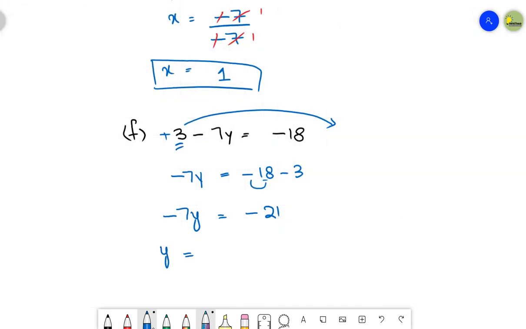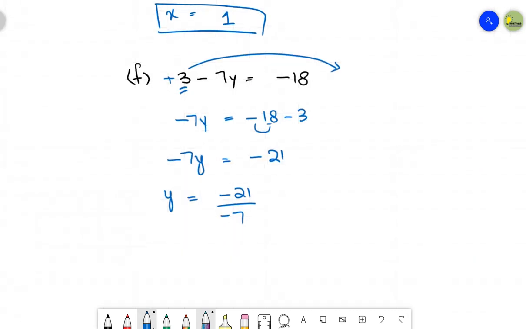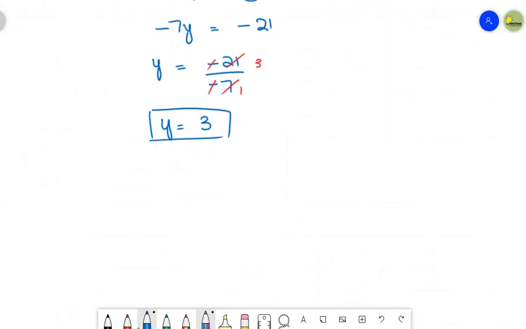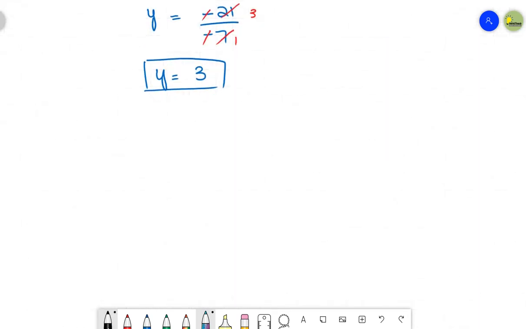Now shift this minus 7 into the denominator. It will be minus 7 over here. Now minus minus is cancelled and 7 ones are 7, 7 threes are 21. So the answer of y will be plus 3. This is how you are going to solve part F. Now we are moving towards part G. I'm doing it very quickly because all the questions are related to one another.